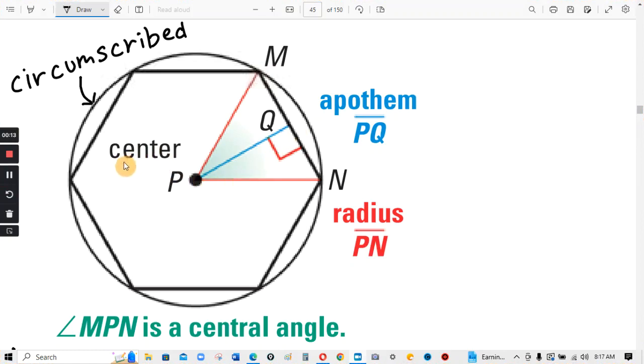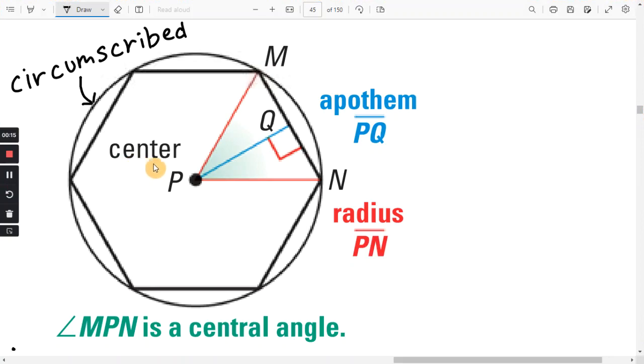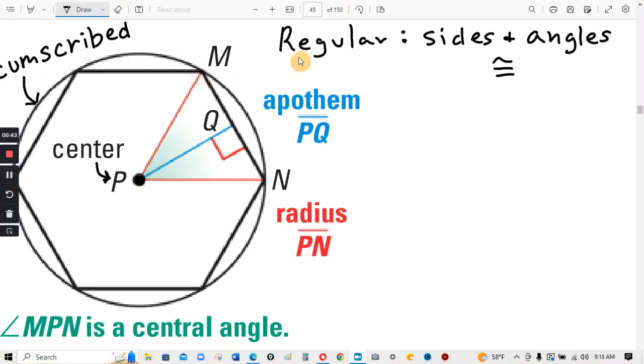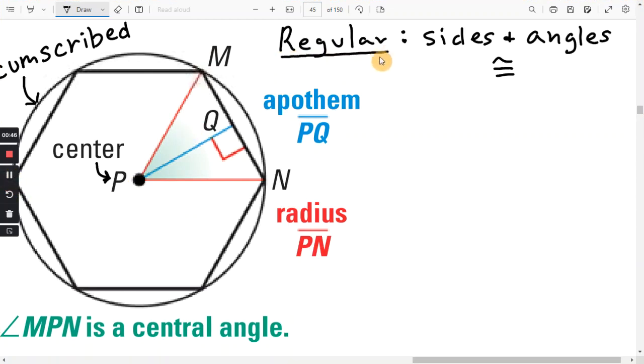Okay, so we can see right here the center of the polygon. That's point P. And the way to find the center of a polygon: if you draw a circle around the polygon and each vertex lands on the circle, that circle is said to be circumscribed about the polygon. The center of that circle is basically the center of the polygon. And by the way, this here is a regular polygon, which means all the sides and all the angles are congruent.